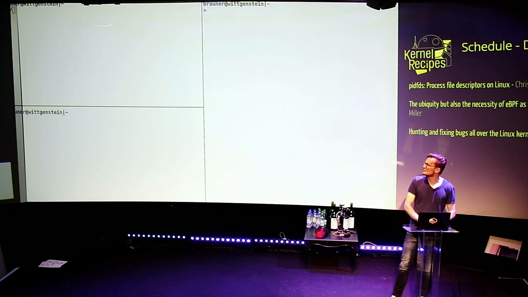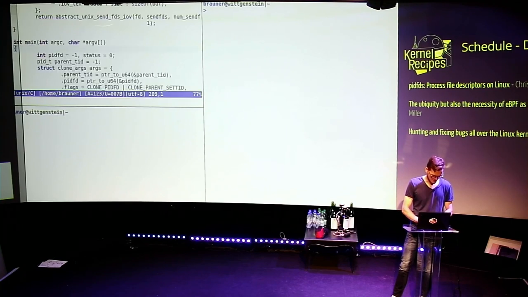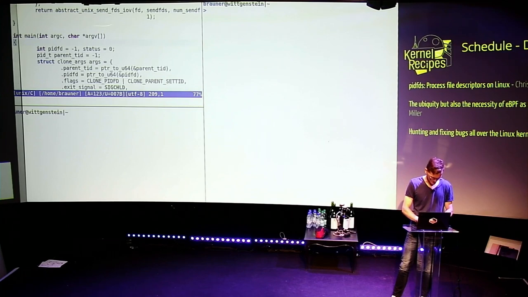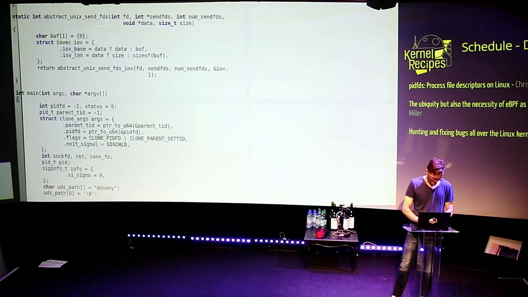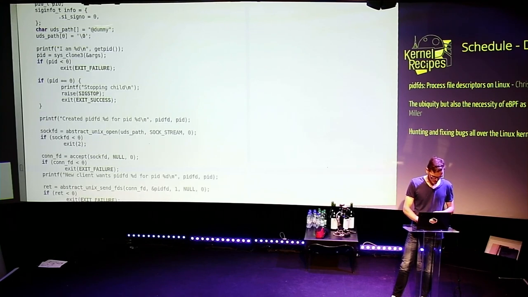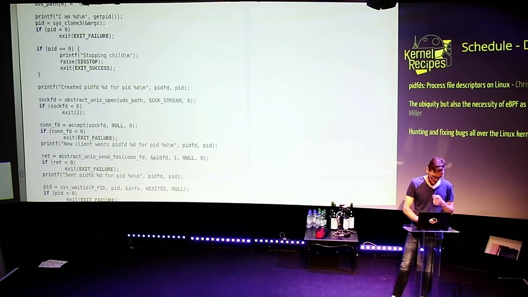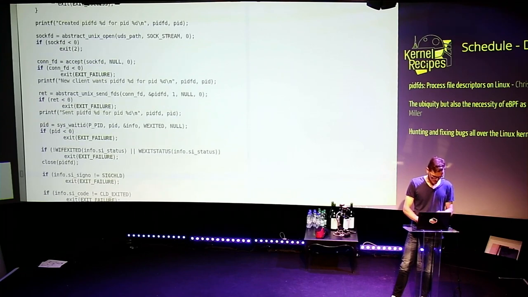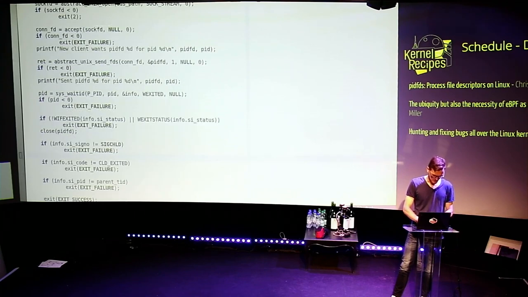Oh, this is Tmux, but yeah, it's on a tiling window manager. So I have just two really simple C files that send PIDFDs around. The first one is really gnarly code I hacked up yesterday night after I'd had some beer, so if you excuse me. It just creates a new PIDFD and opens an abstract Unix socket, waits for someone to connect, then sends the PIDFD over and waits for the PIDFD to exit.